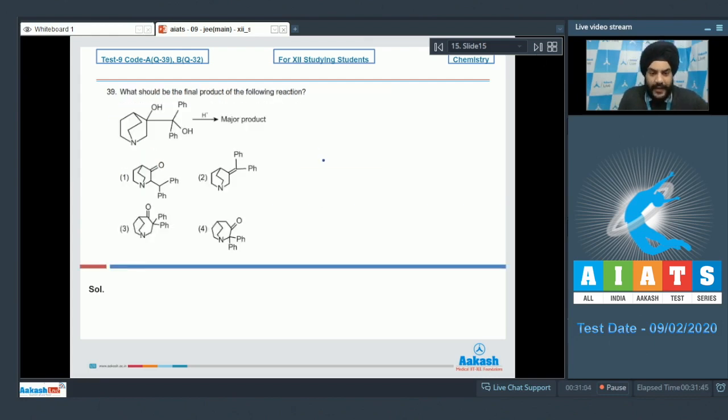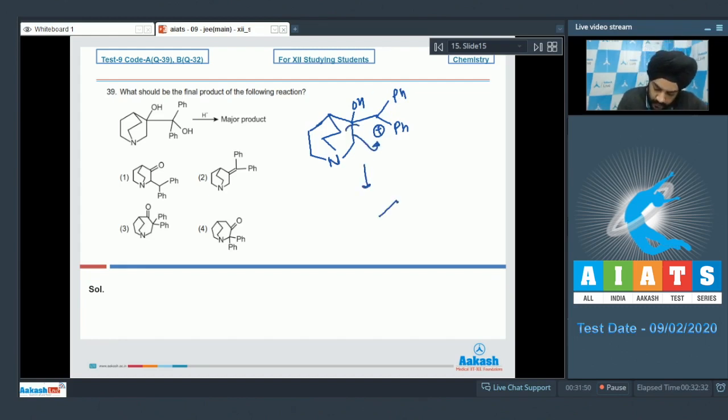Question number 39. What should be the final product of the following reaction? So we've been given a reaction. This is a type of pinacol-pinacolone rearrangement, students. In the first step, we have to form the most stable carbocation. We know that the most stable carbocation will be formed on the right after the removal of this OH group. Students, we're going to have the formation of this carbocation. And now this carbocation is going to undergo ring expansion, students. We're going to have the ring expansion happening, and this will be the major product which is obtained, students.